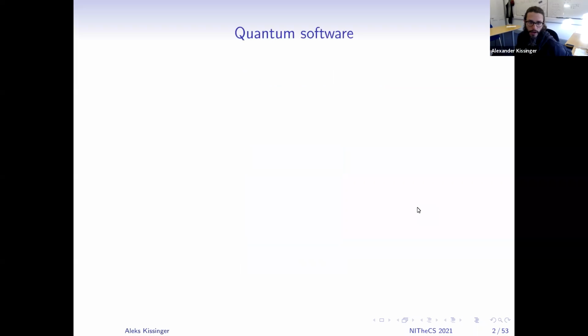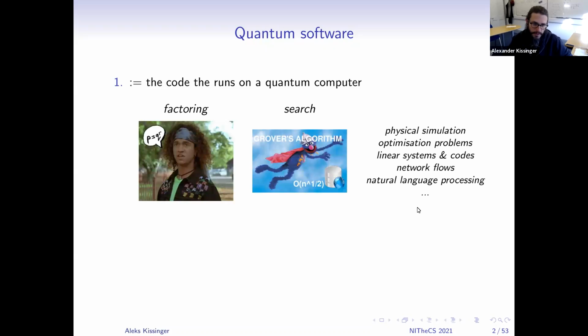Okay, so maybe I'll say what I mean by quantum software before talking about how and why you should want to picture it. When someone says quantum software, they typically mean one of two different things. On the one hand, this could mean the code that runs on a quantum computer, i.e. quantum algorithms. You probably know about the famous factoring algorithms, search algorithms, and now there's a whole zoo of these things, from simulating physical systems to solving hard optimization problems, quantum machine learning, NLP, the whole bag. I think that's what the majority of people are talking about when they're talking about quantum software.